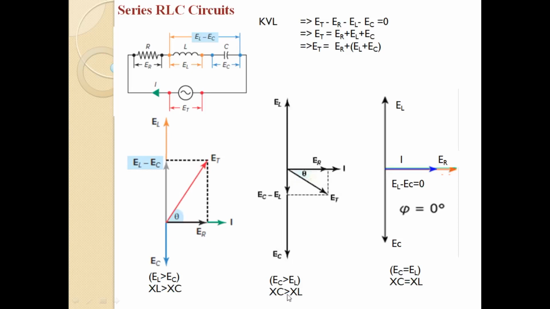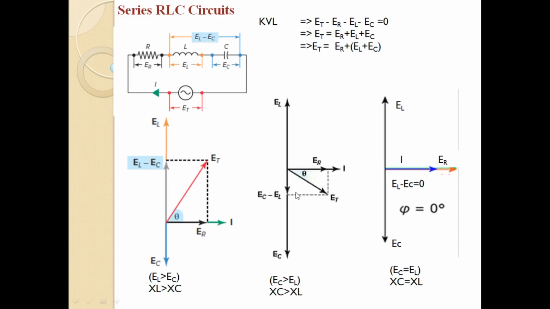Now if you consider another case, here you can see that EC is greater than EL. That means the capacitive reactance is higher than the inductive reactance. That means as a whole the circuit will be behaving as an RC circuit because the inductive reactance is lesser.